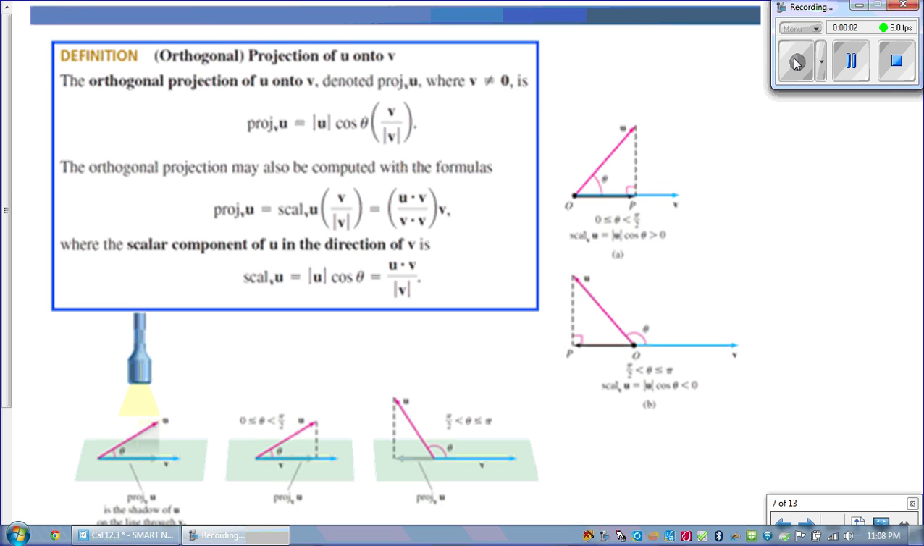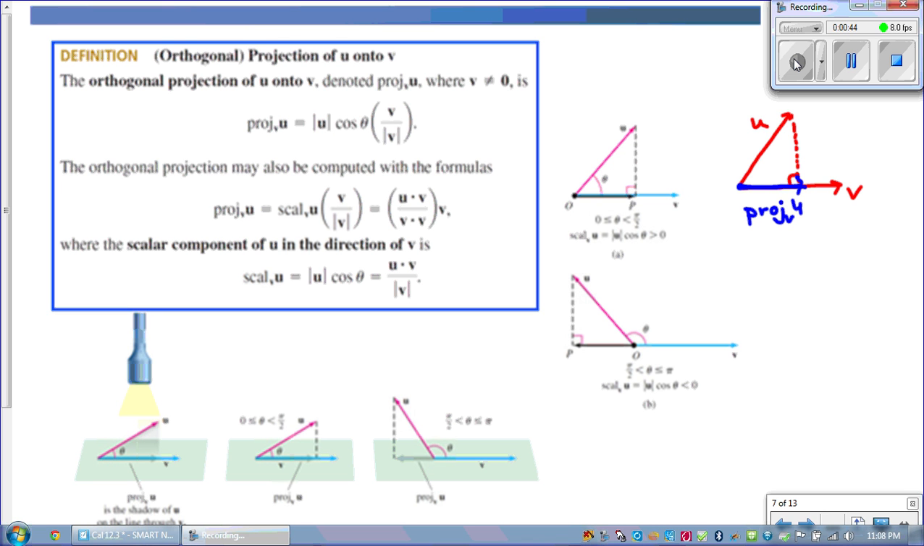Now we have an important concept called an orthogonal projection. We have a vector v, and we want to project a vector u onto v. So what we do is drop a perpendicular straight down to v from the tip of u. The projection of u onto v is the vector starting at the tail of v, going to where that projection ends. So this would be the vector projection of u onto v.